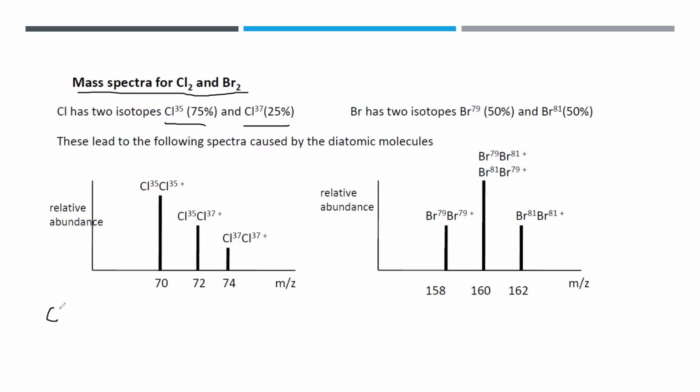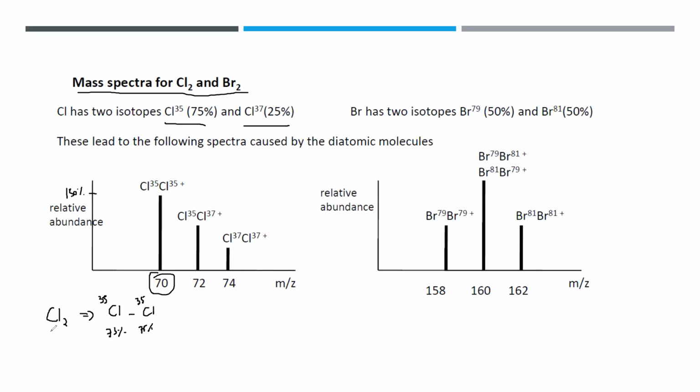In the chlorine molecule, which is Cl2, maybe both atoms have atomic mass 35. Then we'll get a peak at 35 plus 35, which is 70. And this peak will be higher. Why is this peak higher? Because it is 75% this and 75% the other one. When they join together, 75 plus 75, the total will be 150 in terms of percentage, in terms of height.